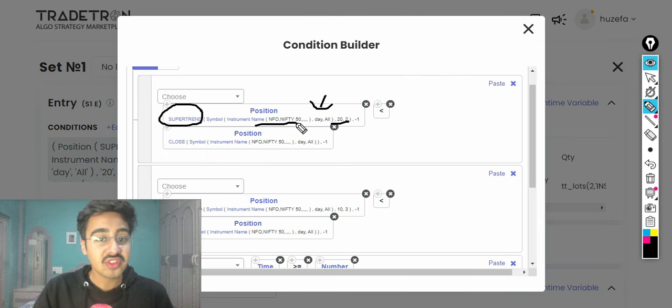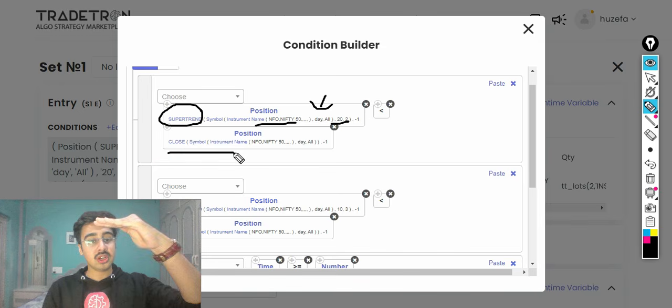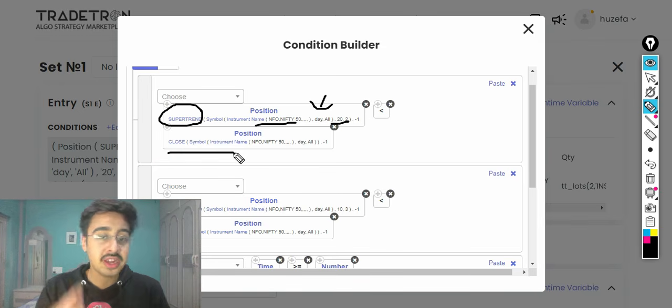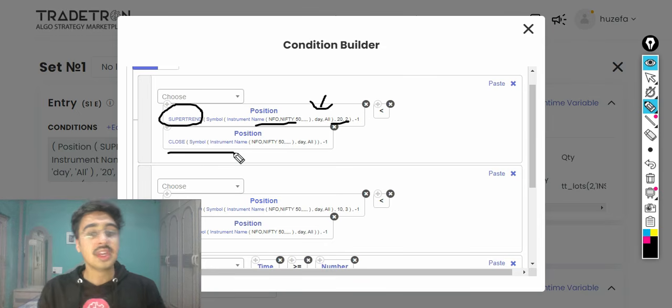of Nifty 50 spot will have to be less than the close. So basically, if my close is here and the super trend is here, which means the super trend is green as per 10-2, in that case, this condition will be satisfied.